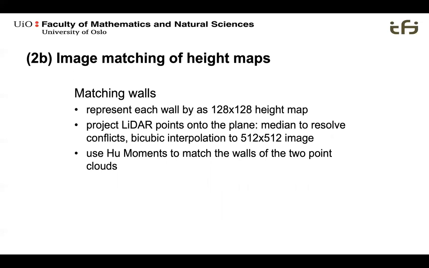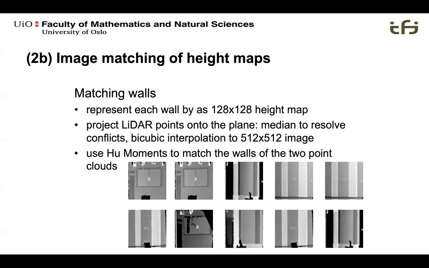So what we do is we represent each wall as a 128 by 128 height map. Then we project the 3D points scanned by the LIDAR onto the plane if they're in proximity of this wall. And if there are multiple points, as is most of the time the case, we use the median to resolve conflicts, and then we have a height map. We do bicubic interpolation to a 512 by 512 image, so we upscale this. And then we have such a smooth image, avoiding the intrinsic measurement error of the LIDAR, that we can easily use Hu moments to match the walls of the two point clouds.